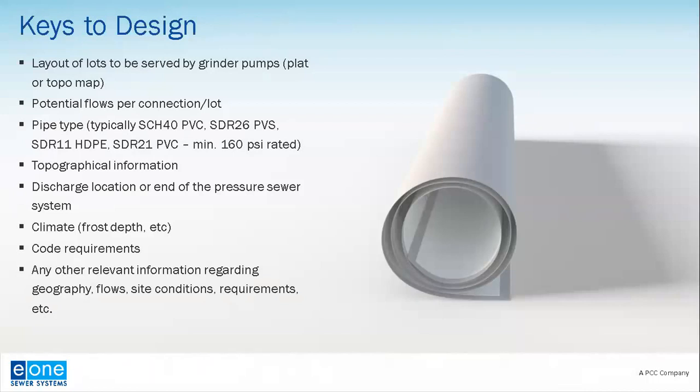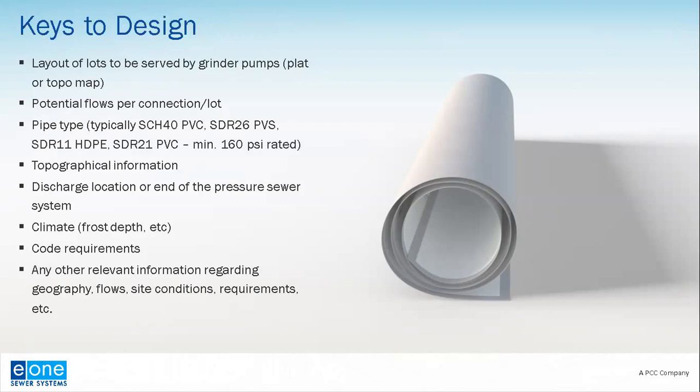We're going to want to know what the pipe type is that might be preferred by local regulation or code. Typically, it's Schedule 40 as long as it's pressure rated. SDR 26, SDR 11, SDR 21. These are some of the more common, typically between 160 and 200 PSI rated.